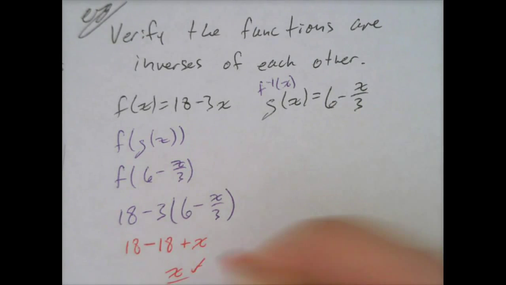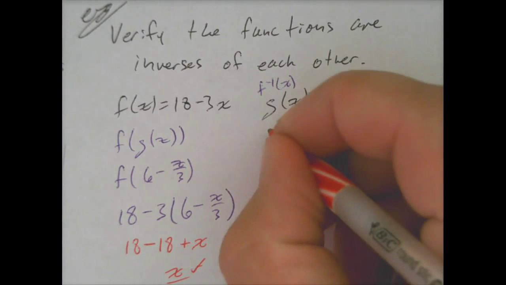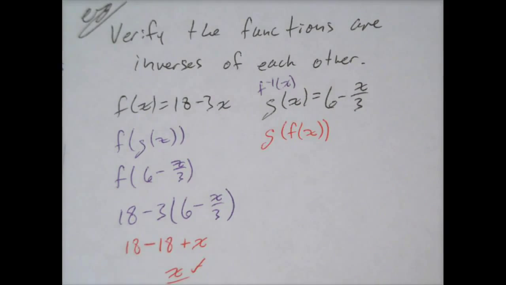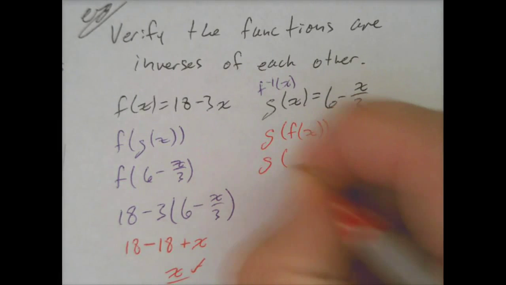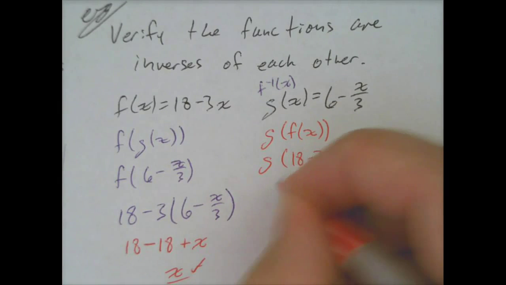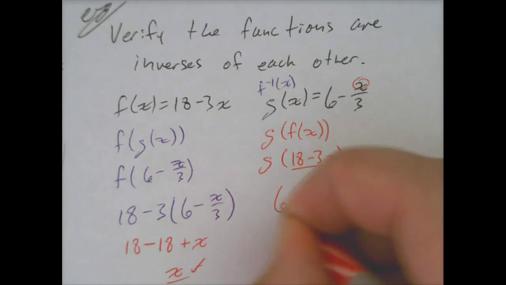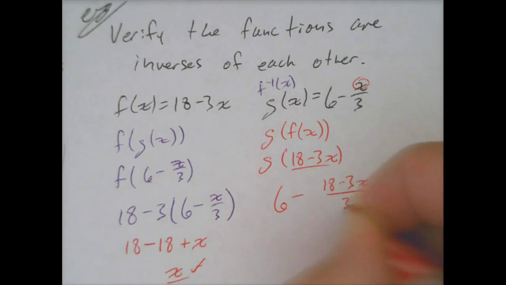So it is good on that side. Now I have to check it the other way around. I have to say g of f of x, and hopefully this will also simplify to be just x. So g of 18 minus 3x, I will take this, substitute it in where I see x in this function. So I have 6 minus 18 minus 3x over 3.